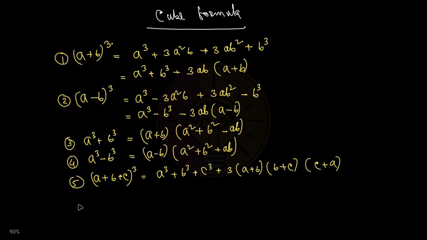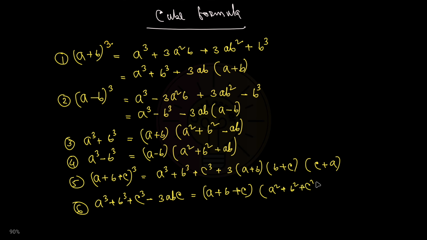Now next one is a³ + b³ + c³ − 3abc = (a + b + c)(a² + b² + c² − ab − bc − ca). Here, if a + b + c = 0, then a³ + b³ + c³ = 3abc.